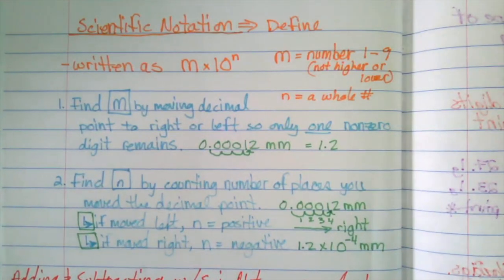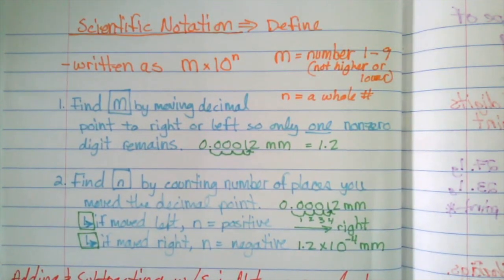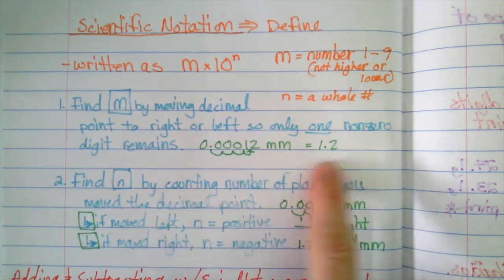All right, scientific notation. So it's written as a whole number between 1 and 9, could be a decimal, times 10 to the nth power, or a whole number, that's our exponent. So to find m, you want to move the decimal point until you get 1 non-zero digit. We don't want 2. I don't want 11.9. I want 1.19. And so then I have my example in green.